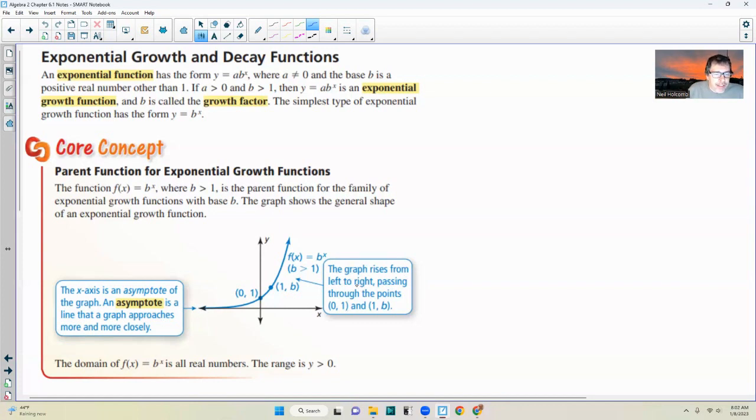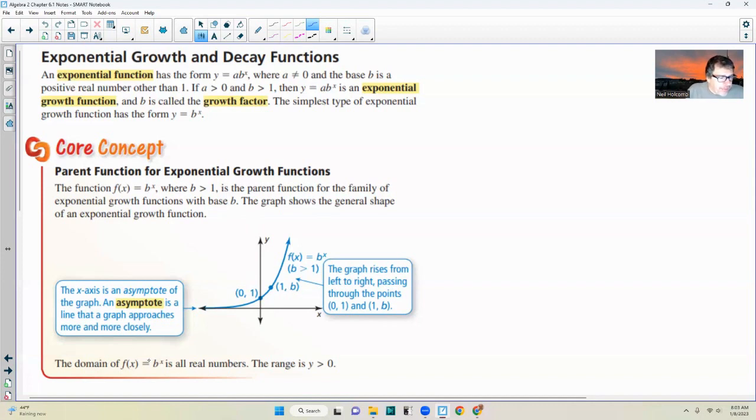So the graph rises from left to right, and it passes through the point (0, 1). So the y-intercept is 1 when we have the parent function. And the point (1, b). So whatever the base is, when you substitute in a 1, you just get the base value, because anything to the power of 1 is itself.